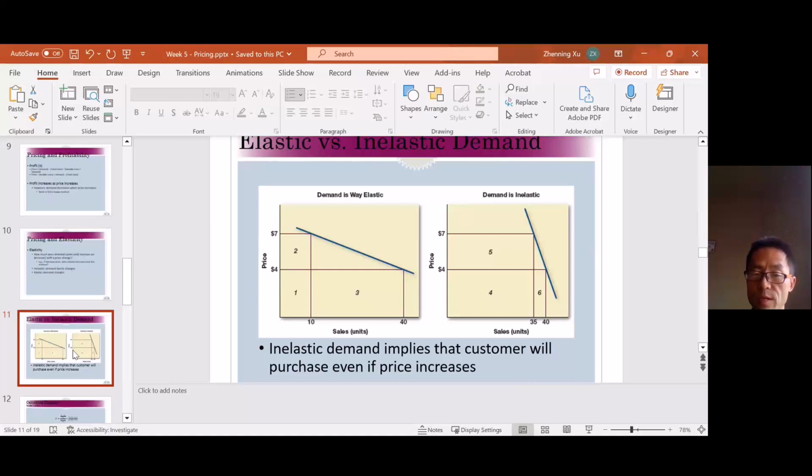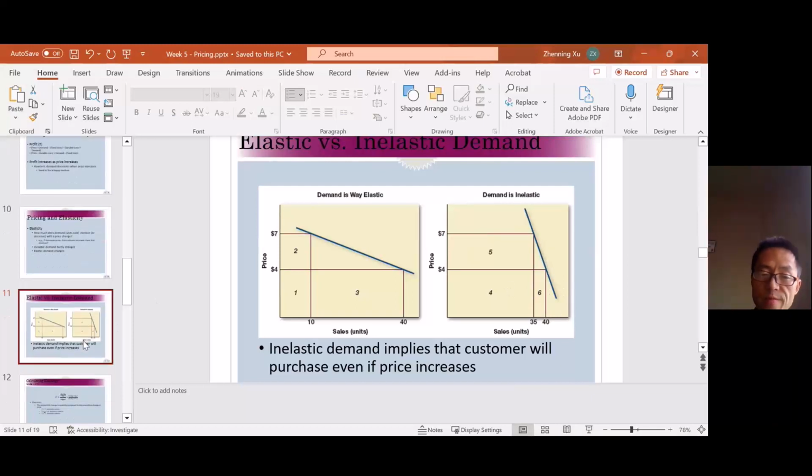The first example, on the left, shows that price drops from $7 to $4, and sales actually increased from 10 to 40. In the second scenario, the price dropped from 7 to 4, and demand increased only from, let's say, 35 to 40.